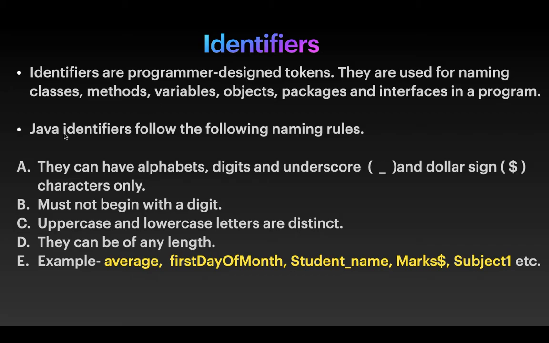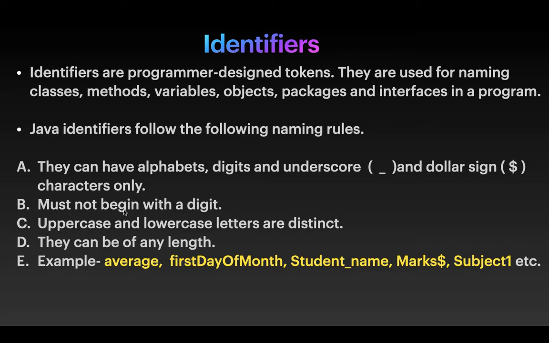Now there are certain rules that we have to follow while naming, some restrictions. An identifier can have alphabets, digits, and the underscore symbol and the dollar sign only. Please remember, while naming an identifier, it has to be a combination of alphabets, digits, and only two symbols are allowed, that is underscore and dollar sign. No other symbol from the keyboard is allowed, only underscore and dollar. Alright.